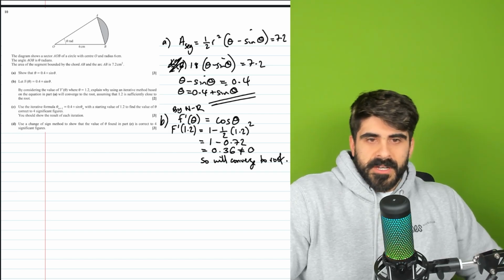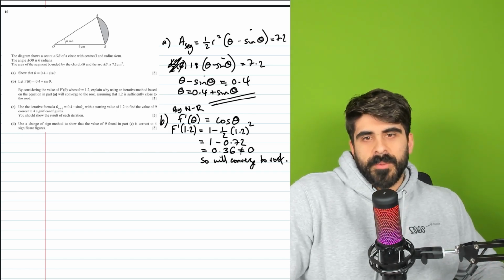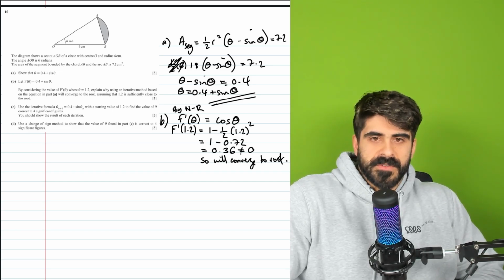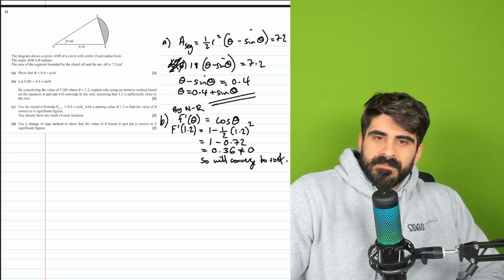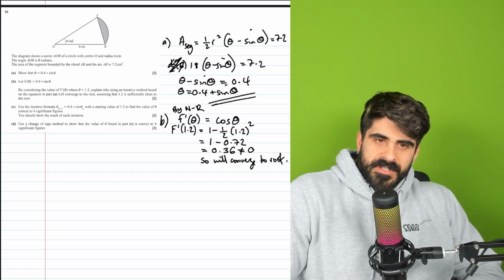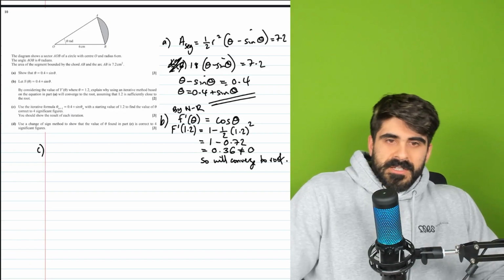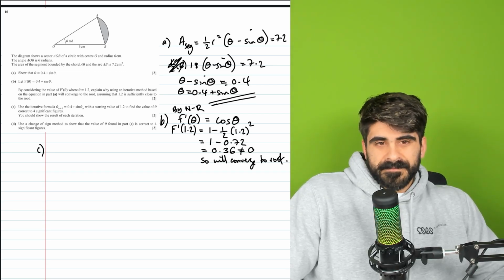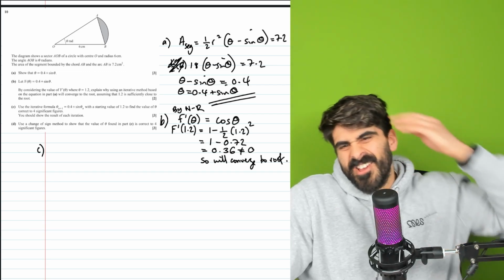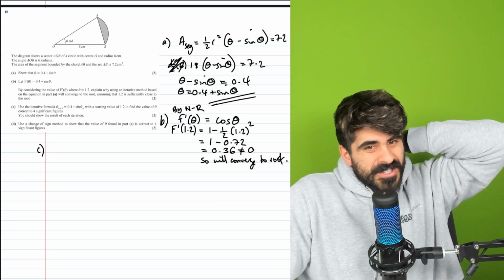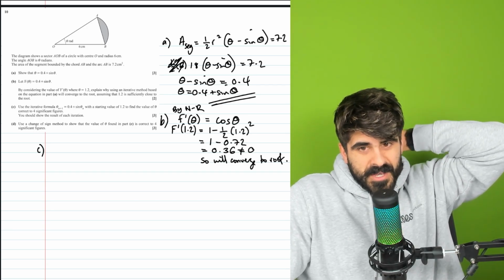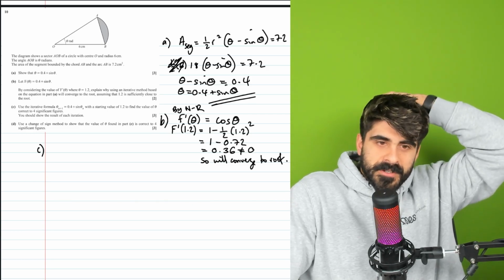Use the iterative formula with a starting value of 1.2 to find the value of theta correct to 4 significant figures. Yeah, the only time you would use f dash in any iterative method is when doing the Newton-Raphson. So that's what I'm assuming, because you would divide by f dash, right? Okay, I'm just going with it. I'm probably overthinking this. Unfortunately, I can't do this. Am I going to be sacrificing 6 whole marks because it's a stupid question? Could I gain a mark from showing what I'm doing?